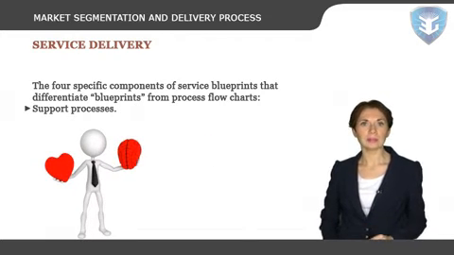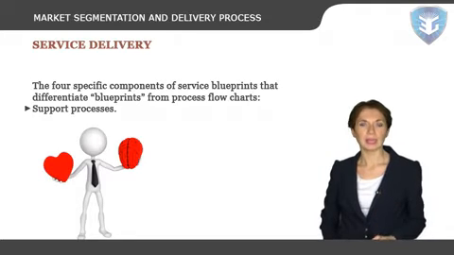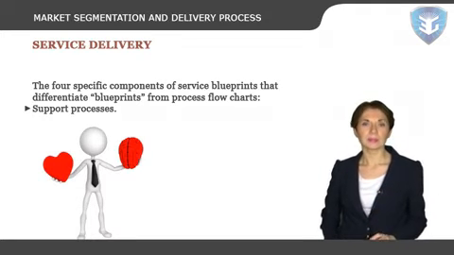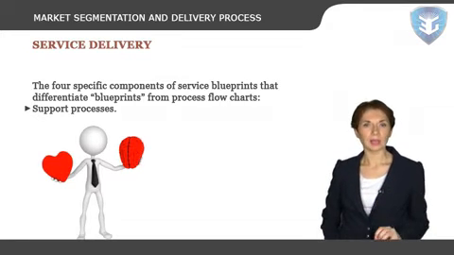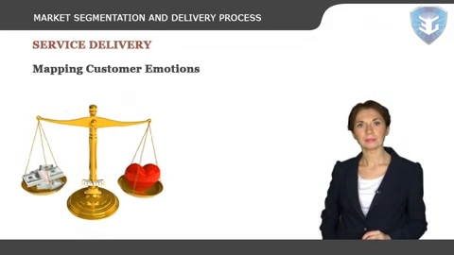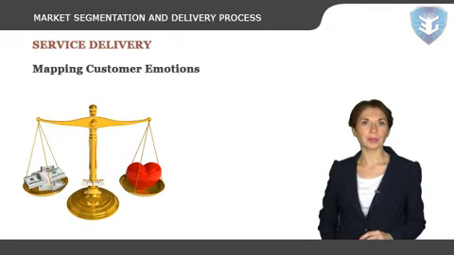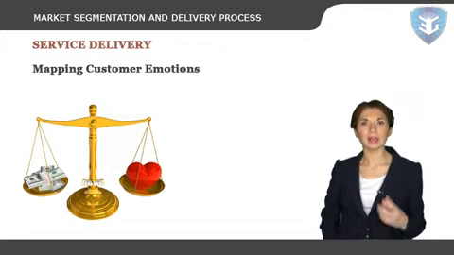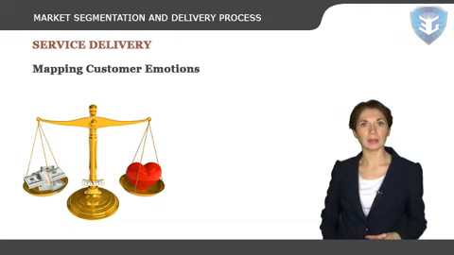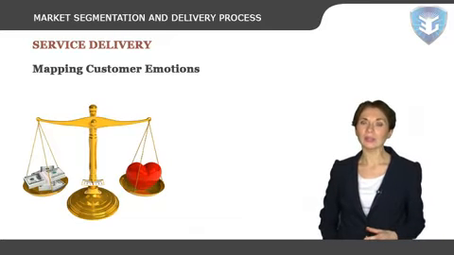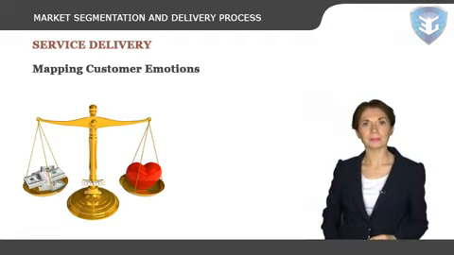Company support processes are used throughout the service delivery. The fourth critical component of a service blueprint is the support processes that customer contact employees rely on to effectively interact with the customer. Mapping customer emotions. Service blueprinting provides management with an understanding of the roles of the provider and customer during the service delivery process and how they interact in the co-creation of value.